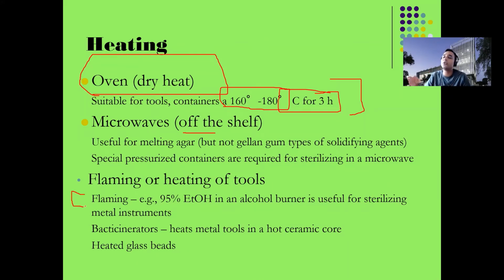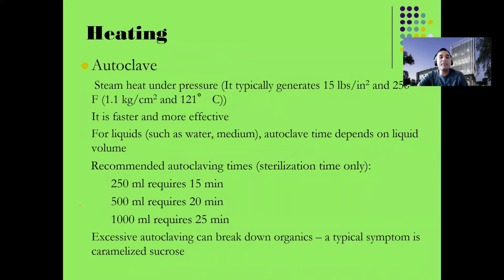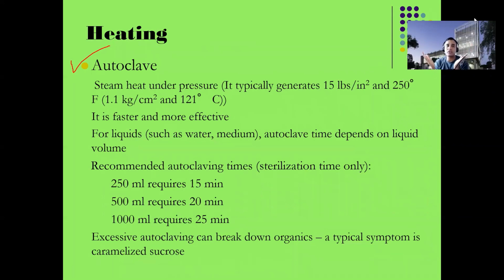Flaming and heating of the tools, direct flaming, right? In the laminar flow, you always have a fire lamp there. So you are using the dry fire all the time to clean the surface of the stainless steel scissors and scalpel and other things, right? Another method of heating, which I already mentioned, is the autoclave. The main principle of the autoclave is very interesting, and generally people do not know how the autoclave works.